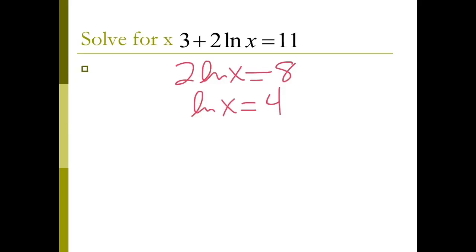So since I have the natural log, I'm going to use e to raise both sides up. The e and natural log are going to cancel out because they're inverses, and I'm left with x is equal to e to the 4th.